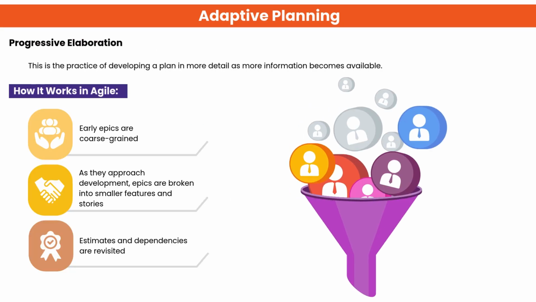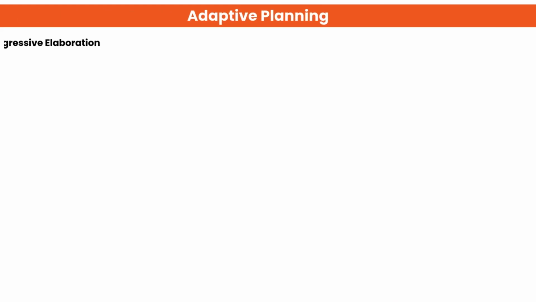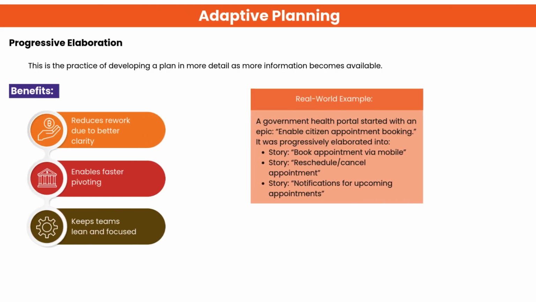Adaptive planning is about developing a plan in increasing detail as more information becomes available. In Agile, this starts with high-level epics that provide overall direction without too much detail. As these epics get closer to development, they are broken down into smaller, more manageable features and user stories. During this process, estimates and dependencies are revisited to ensure accuracy. The main goal is to remain flexible, respond to new information, and adjust plans progressively rather than following a rigid, fixed plan.